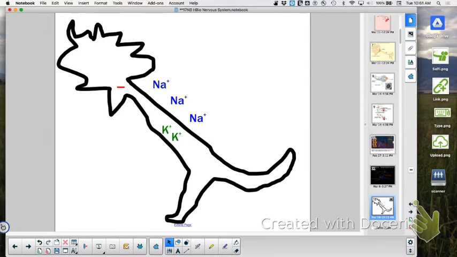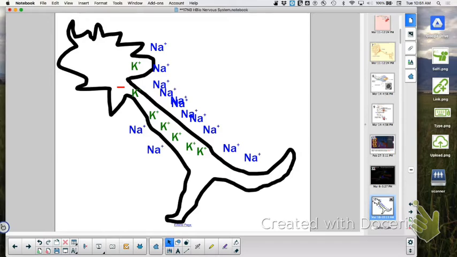Sodium potassium pumps never stop. They don't go, whew, done. Never, never, never. They keep going, and they're doing it on both sides of the membrane. So they're doing it over here. I'm just showing it to you on one side. Where's my little K? That's it. All right.